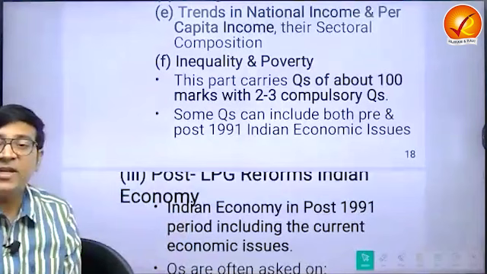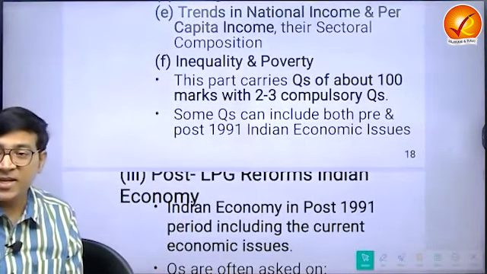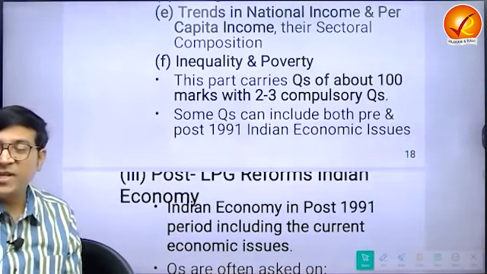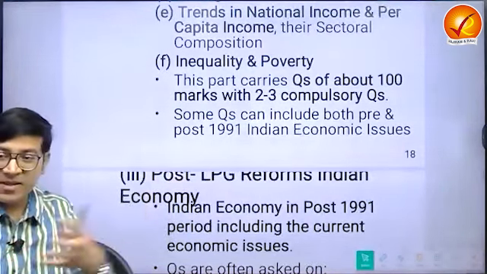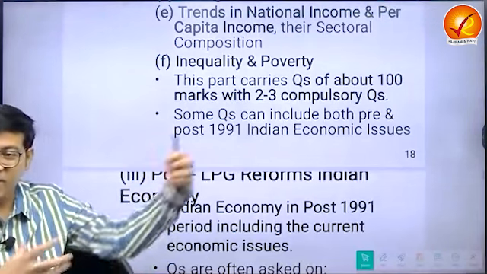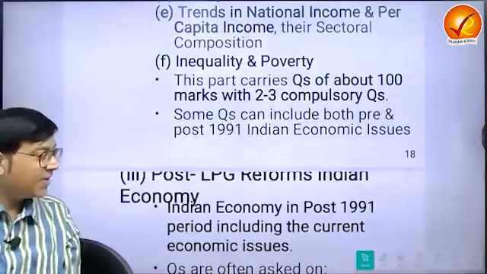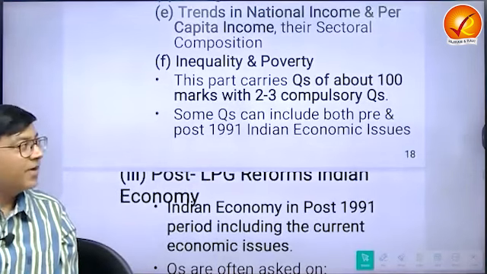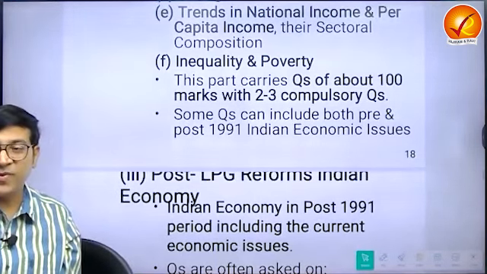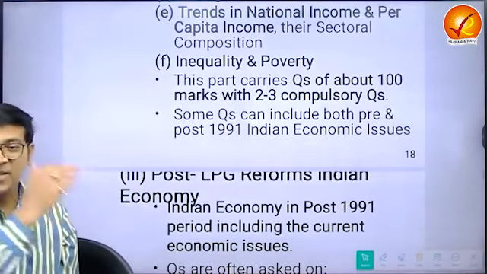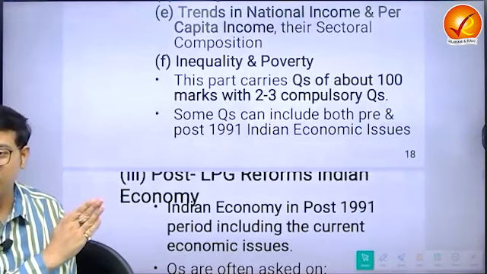For example, they can ask you a question like compare the trends in poverty in India pre and post-91. That is a question which is included in both parts. You have to begin with pre-91 and then go into post-91. And that is why, just to inform you, my mode of covering paper 2 is the following. First, I cover economic history. That is clearly one chunk which I complete in one go.